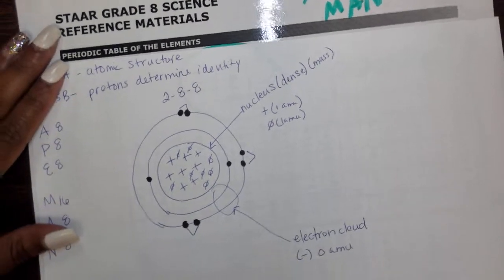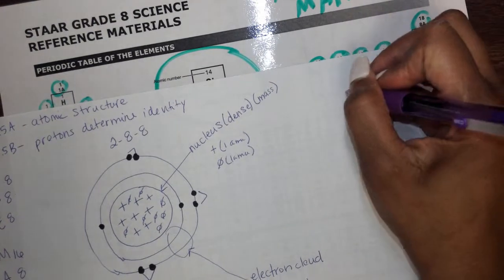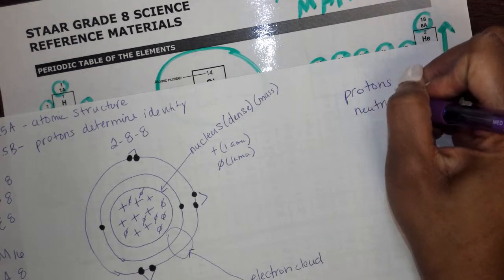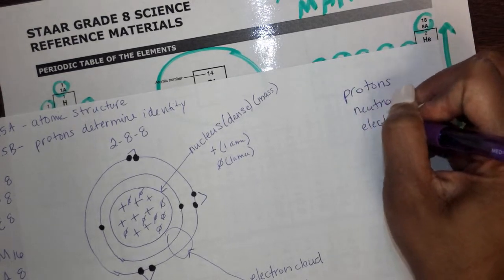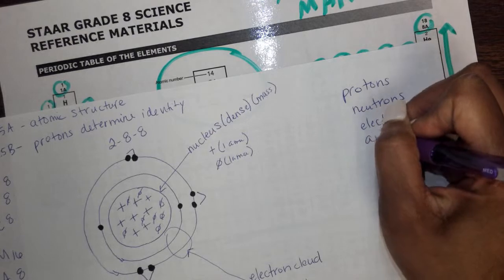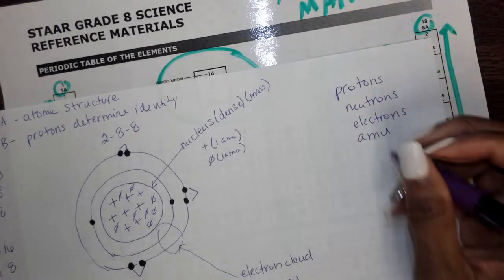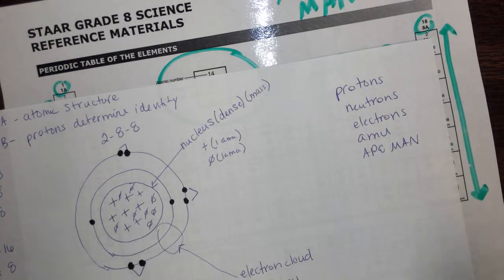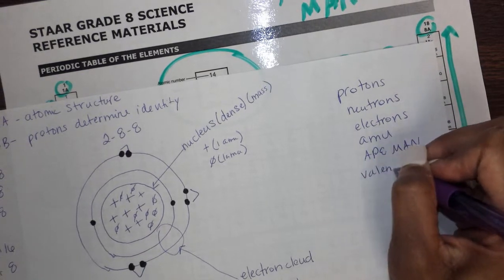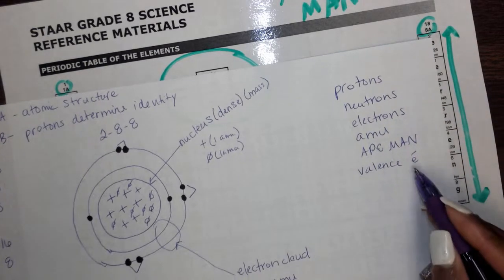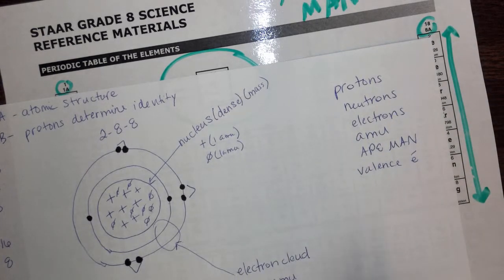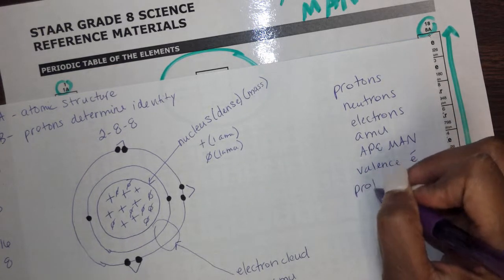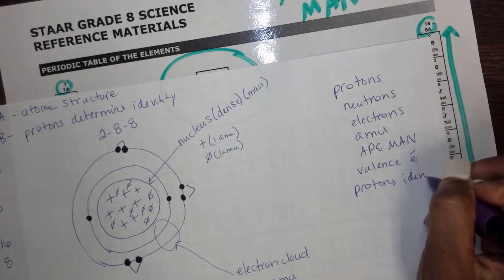The main things that you need to know, I'm going to jot them down right here. Protons, neutrons, electrons, their atomic mass units for each one. You need to know 8-man. Okay? You need to know valence electrons, the electrons on the outermost shell, and that E stands for electrons. Okay? And you also need to know that protons identify an element.